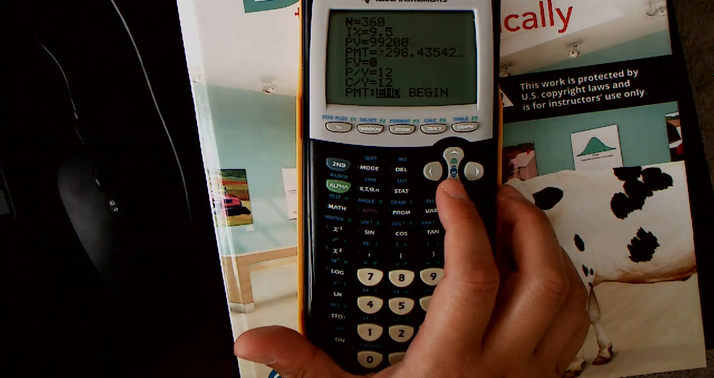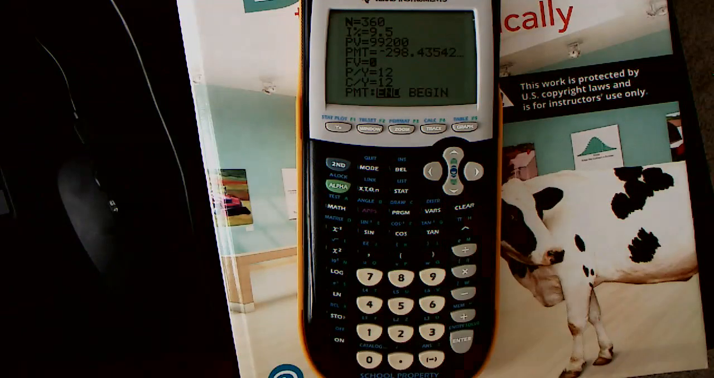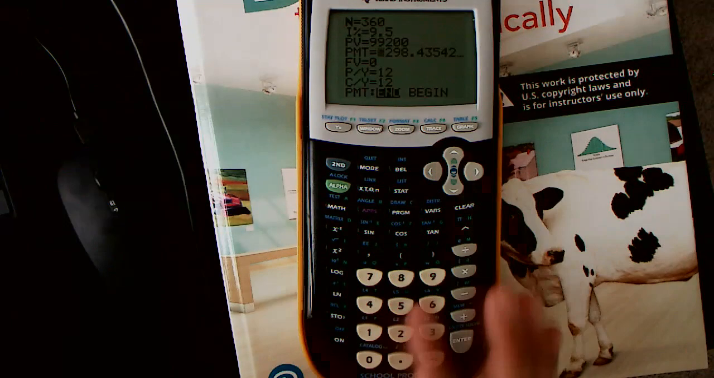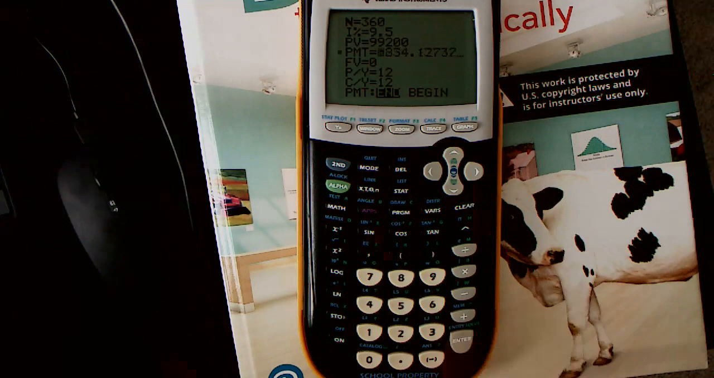Future value is 0. P per Y and C per Y are 12. Everything stays the same. And we go to payment. Alpha, enter. Around 800. Sounds right? Mortgage of about 800 every month.